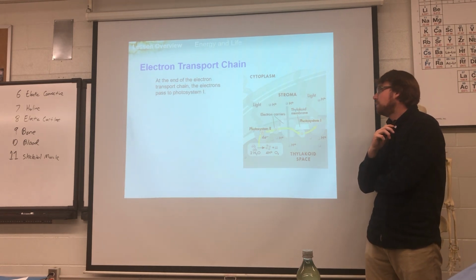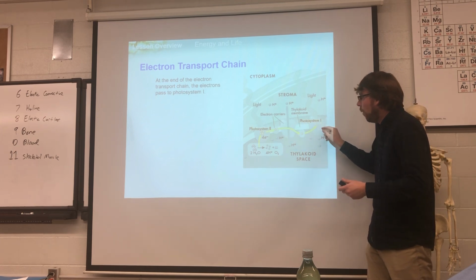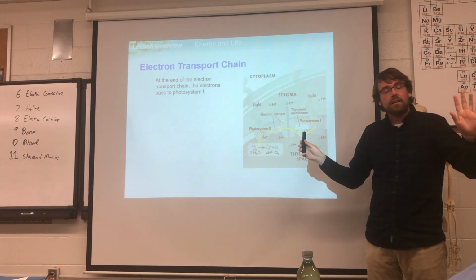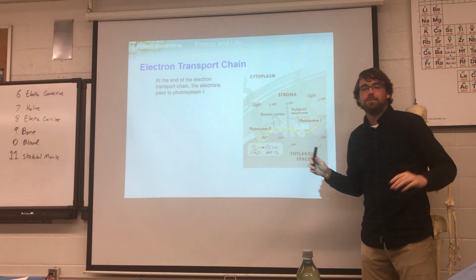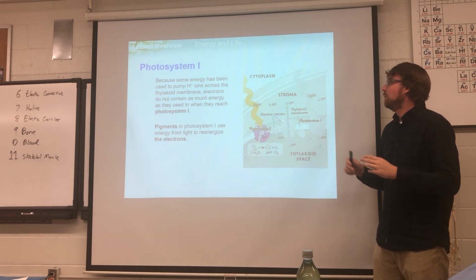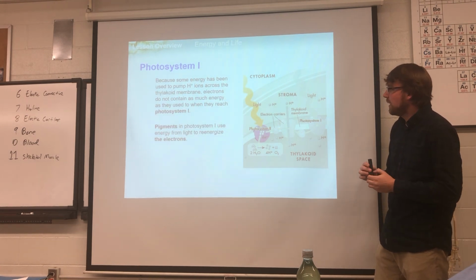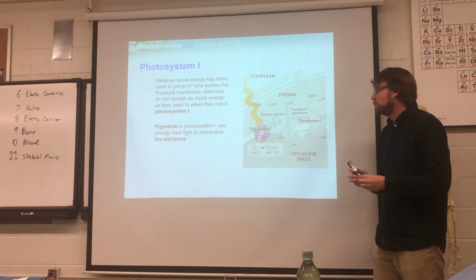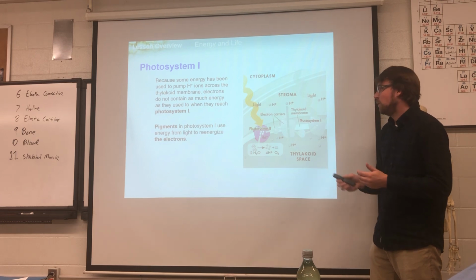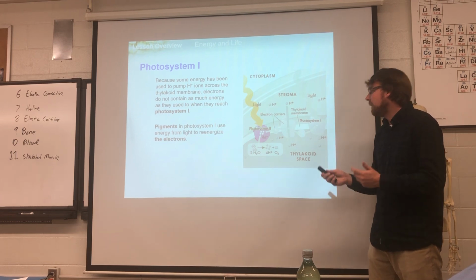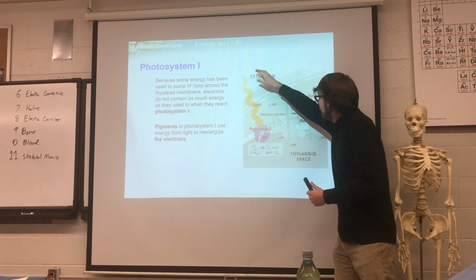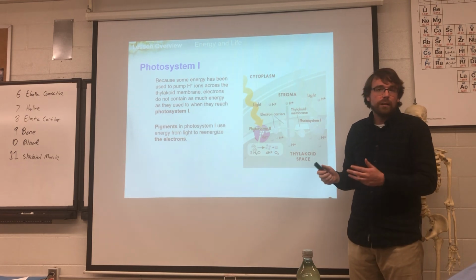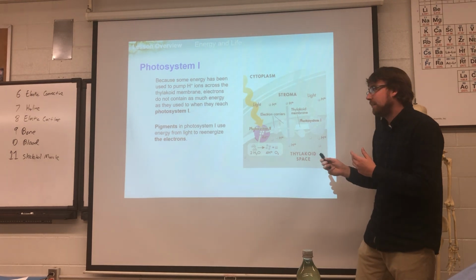At the end of the electron transport chain, the electrons pass to photosystem 1. Photosystem 2 is before photosystem 1. I didn't name them, okay? Don't ask me. Because some energy has been used to pump the hydrogen ions across the thylakoid membrane, electrons do not contain as much energy as they did when they reached photosystem 1. Pigments in photosystem 1 use energy from light to re-energize the electrons. So light is going to be striking these photosystems, and that is going to be providing the energy to power this process.